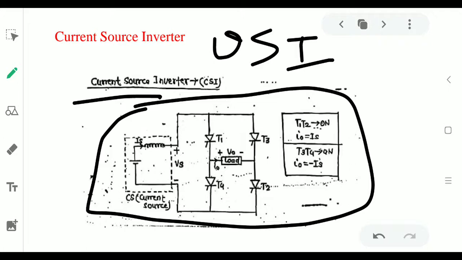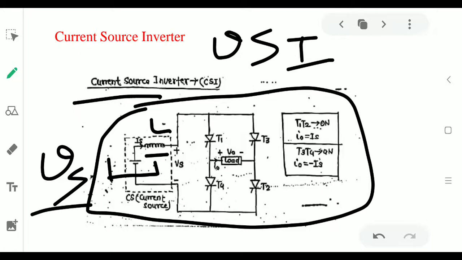Now how do we achieve a current source? There is a fixed DC voltage, I can name it as Vs, and a large inductor in series with it. A fixed DC voltage in series with a large inductor acts as a constant current source. It will deliver a constant current Is to the system.